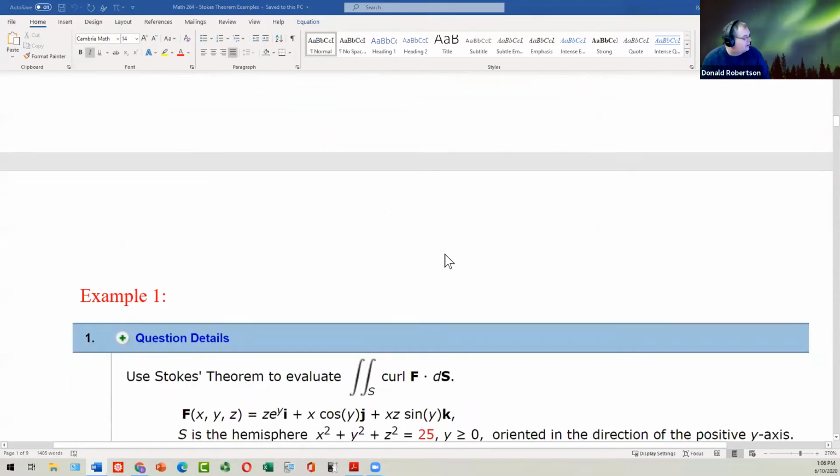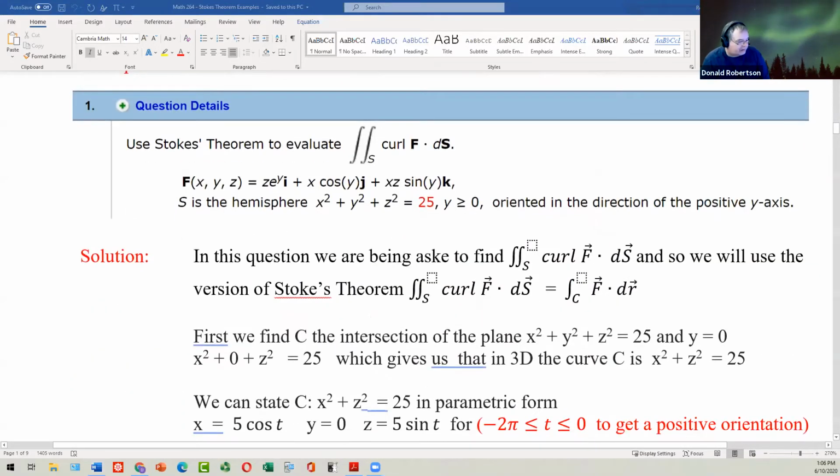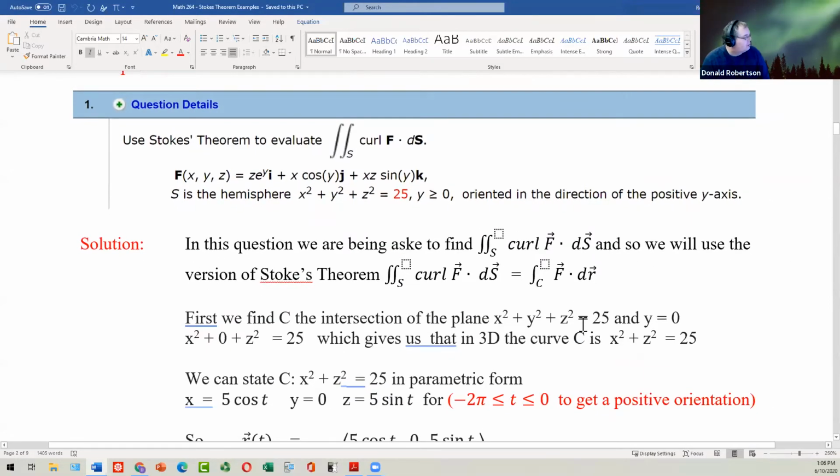So let's jump right into it and show you what it looks like in practice, because I think it's one of these things that you understand better once you've seen it. This is a version of question 1. This is us using Stokes' theorem in the less common format. We're going to use it to find the double integral of the curl of F dS, which is this fella.